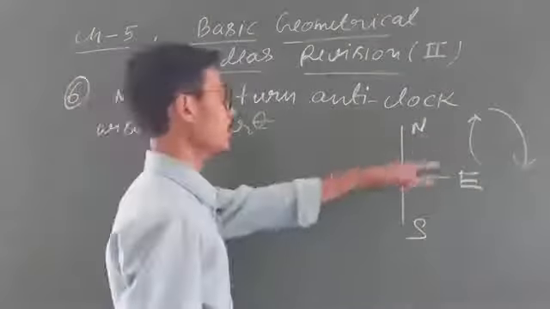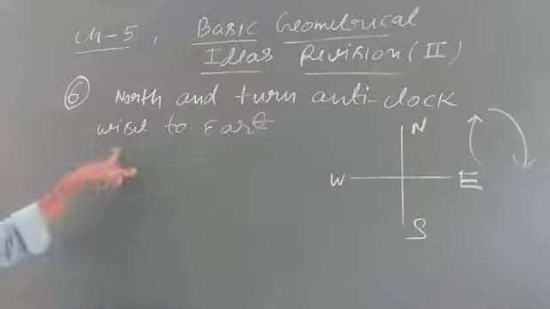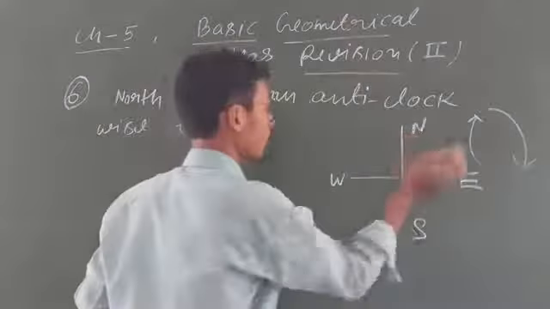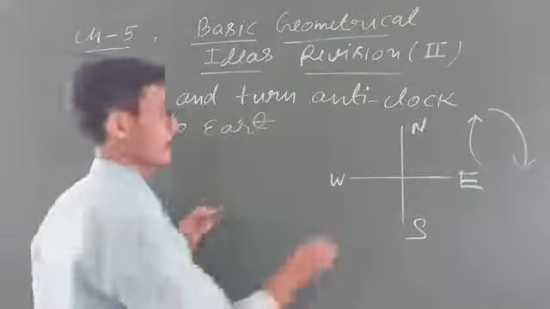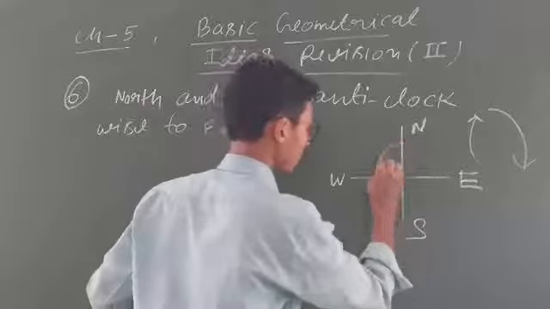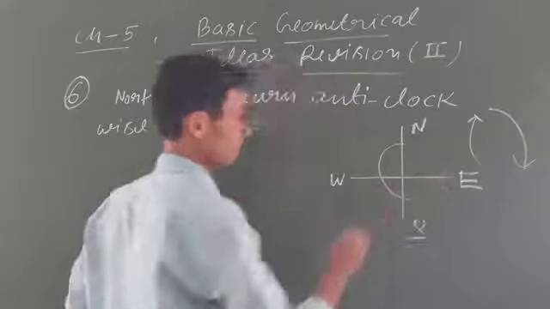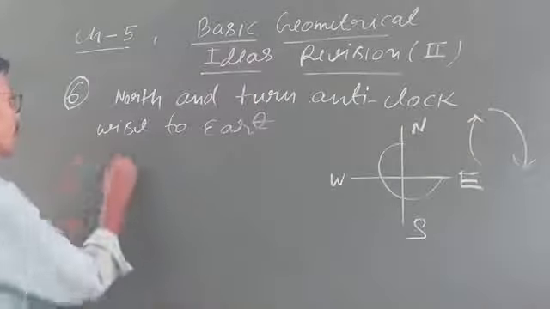So north and turn anti-clockwise to east. Now you have to go anti-clockwise. You will not go like this, from the right hand side. You will go from the left hand side, that is, you will go from this side. North to east. Is that clear?